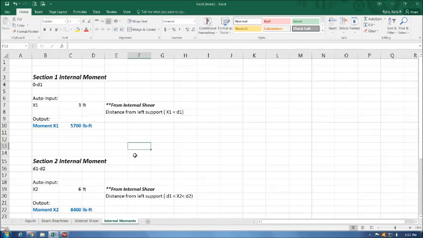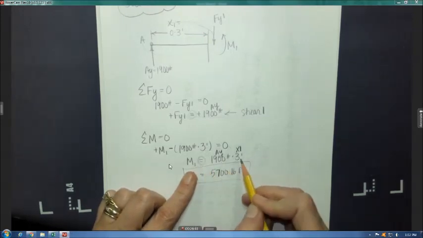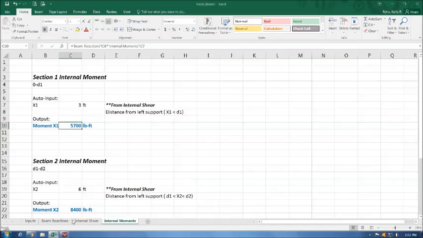5,700. So now you'll notice that my section 1 internal moment is from 0 to D1. So my X input here is that maximum value of 3 that I just used for my manual calculations. Now, you'll notice that my moment at X1 is 5,700. Okay? That's that maximum value. This is the equation then to calculate that. So if I go back, here I know that my moment 1 is going to be the AY times the X1 that I input.